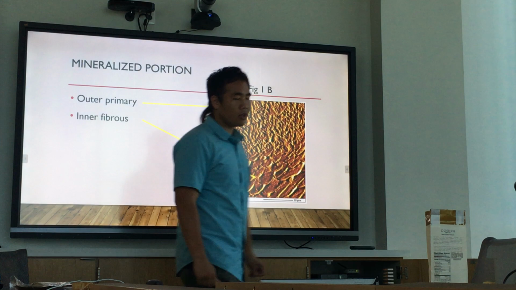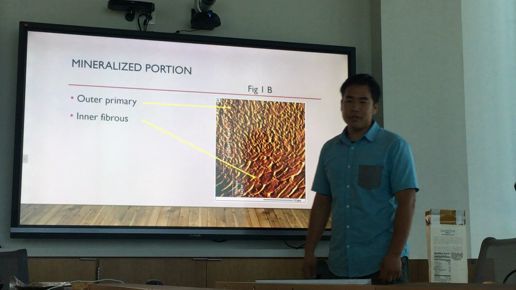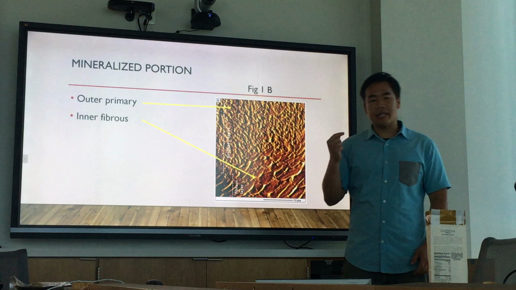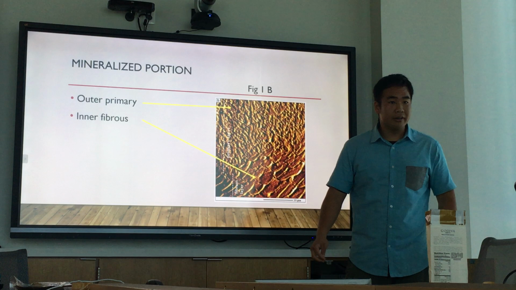Atomic force microscopy gives us this image of the junction between the primary and the fibrous layer. They call this the primary layer, and this the fibrous layer. But the really interesting thing they wanted to point out is that their separation is not very clear. It's hard to tell when you're turning from one into the other.